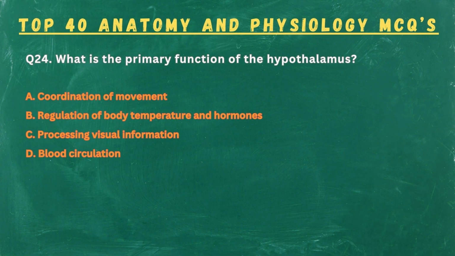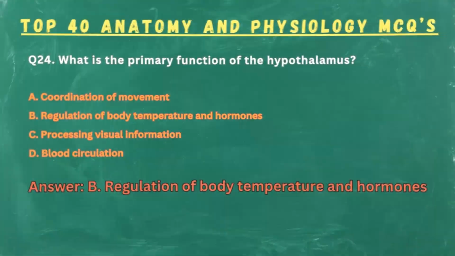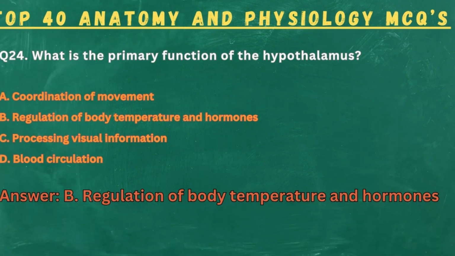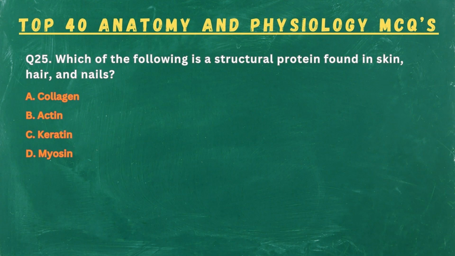Q24. What is the primary function of the hypothalamus? A. Coordination of movement. B. Regulation of body temperature and hormones. C. Processing visual information. D. Blood circulation. Answer: B. Regulation of body temperature and hormones. Q25. Which of the following is a structural protein found in skin, hair, and nails? A. Collagen. B. Actin. C. Keratin. D. Myosin. Answer: C.